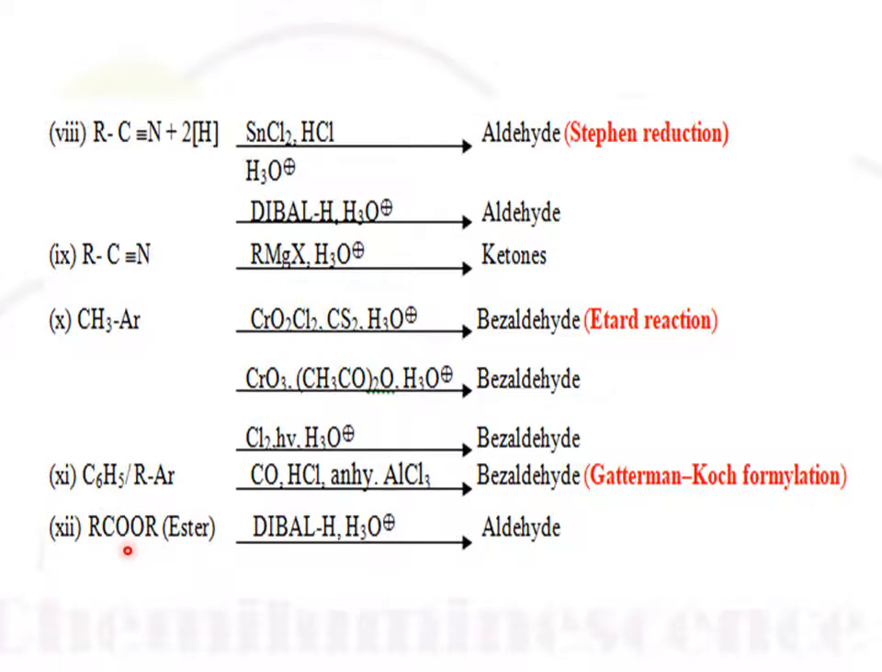And the next method of preparation of aldehyde is from ester. Ester on reaction with DIBAL followed by acid hydrolysis gives aldehyde. In this way, we can prepare aldehydes and ketones.